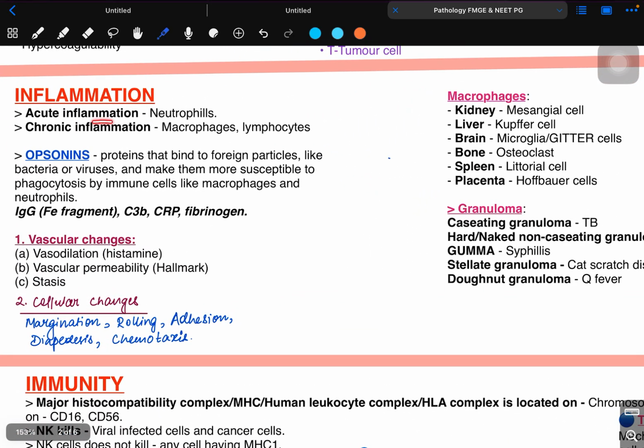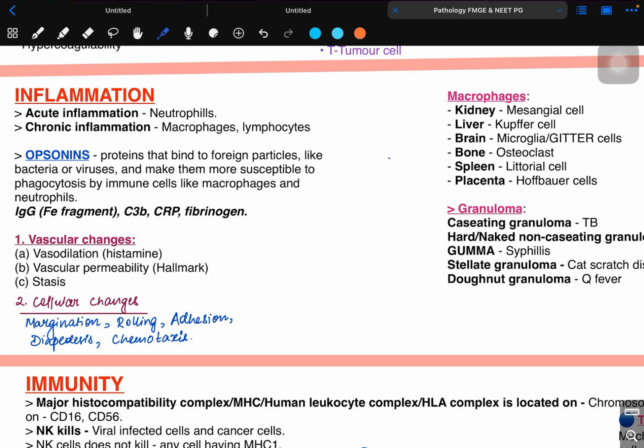In acute inflammation we will find neutrophils. In chronic inflammation we will find macrophages and lymphocytes. Opsonins are the proteins that bind to foreign particles like bacteria and viruses and make them more susceptible to phagocytosis by immune cells like macrophages and neutrophils. The examples are antibodies like immunoglobulins, C3b, CRP, and fibrinogen.